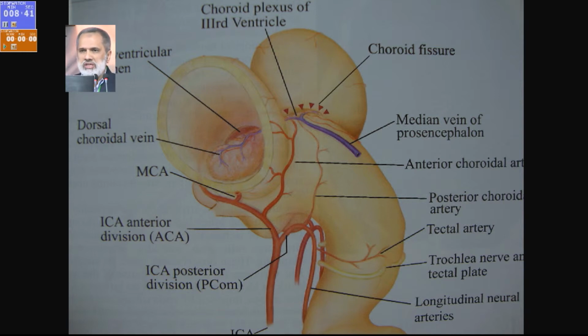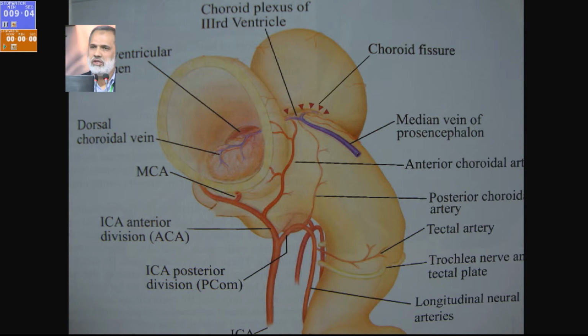For the posterior division, you get the posterior communicating, and most of the time, the posterior cerebral artery originates from the internal carotid artery from the posterior division. About 2 to 3% is from the anterior choroidal. It's very interesting. And less than 2% is joined with the basilar artery.